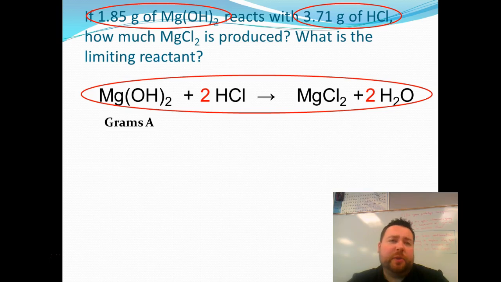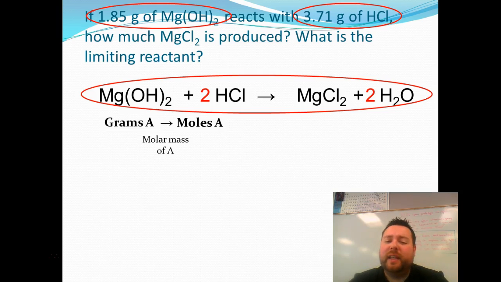If you look back to that graphic organizer that I gave you in the front of your packet, going from grams, a very convenient thing we can move into is moles. We can go from grams of that substance into moles of that same substance using the molar mass or formula weight. Now that's great, except in our question, we want to go from magnesium hydroxide into magnesium chloride, or from hydrochloric acid into magnesium chloride.